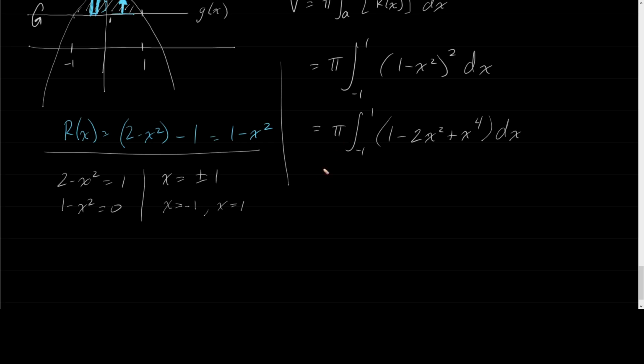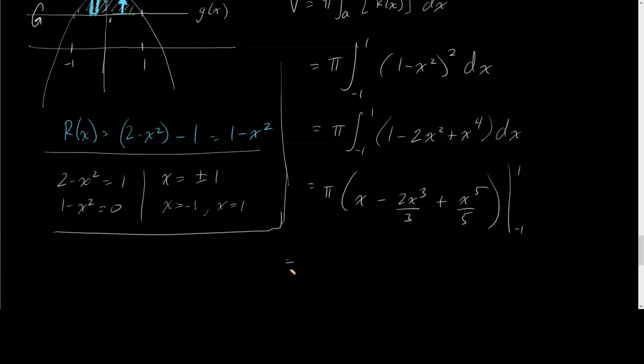And integrating, well, I have pi times the integral of 1 is x, minus the integral of 2x squared is 2x cubed over 3, plus the integral of x to the fourth is x to the fifth over 5, evaluated from negative 1 to 1. All right.